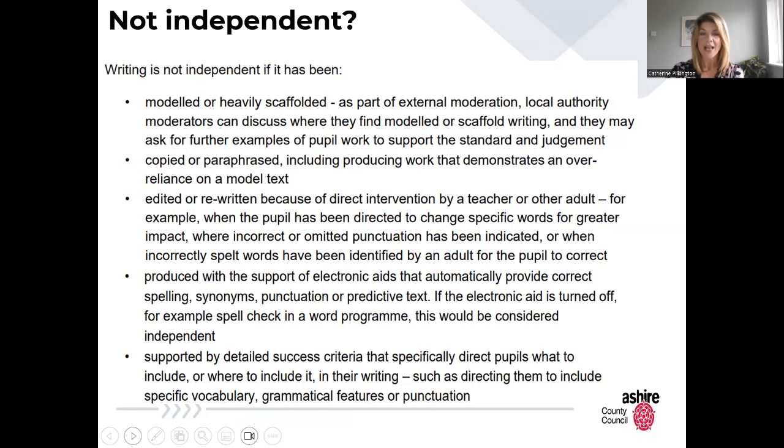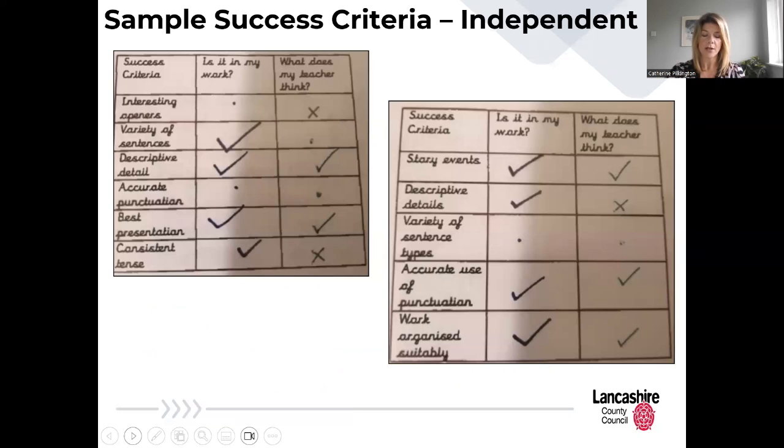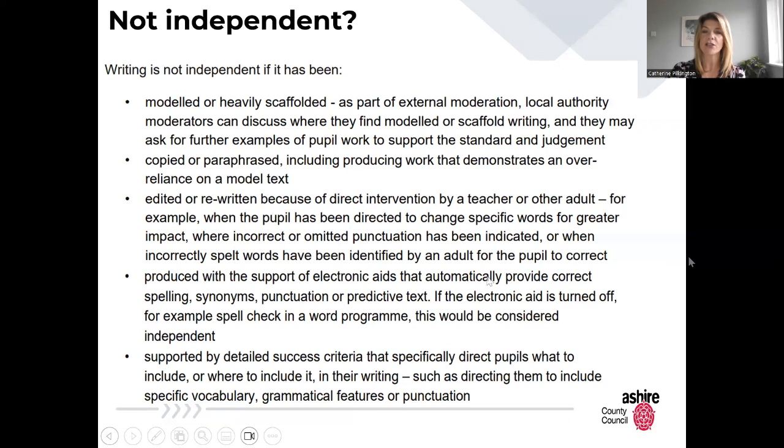And writing is not independent if it's supported by detailed success criteria that specifically direct pupils what to include or where to include it in their writing, such as directing them to include specific vocabulary, grammatical features, or punctuation. So I've just put a little example of a success criteria in here because we do not want to go against that guidance. So we need to be very careful with our success criteria so that we are not directing pupils what to include or where to include it.